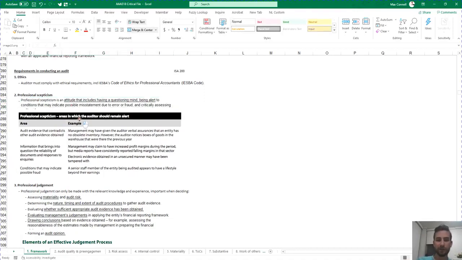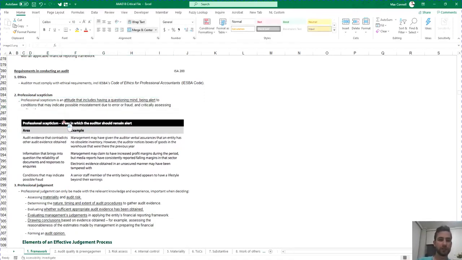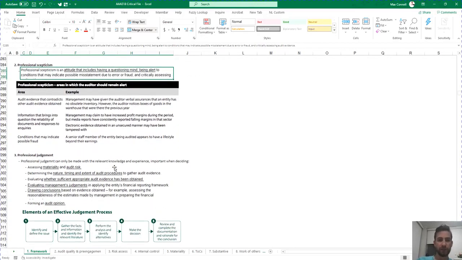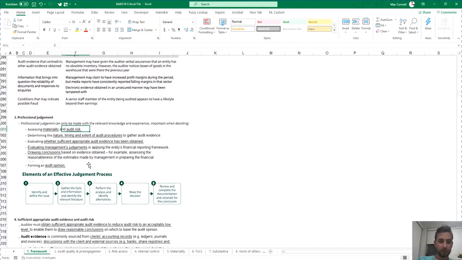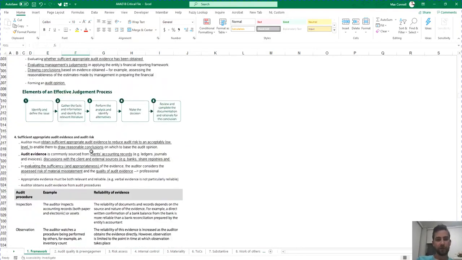So the textbook describes this as an attitude that includes having a questioning mind, being alert to conditions that may indicate possible misstatement due to error or fraud, and critically assessing audit evidence. So don't just believe everything just because it's being provided to you, and look for conditions that may indicate possible fraud. Okay. Professional judgment. This is number 3.